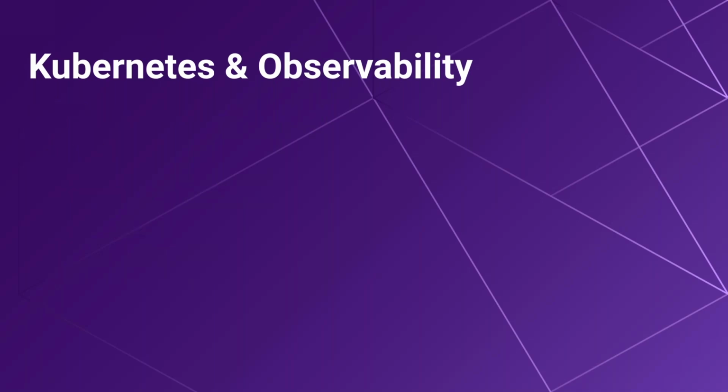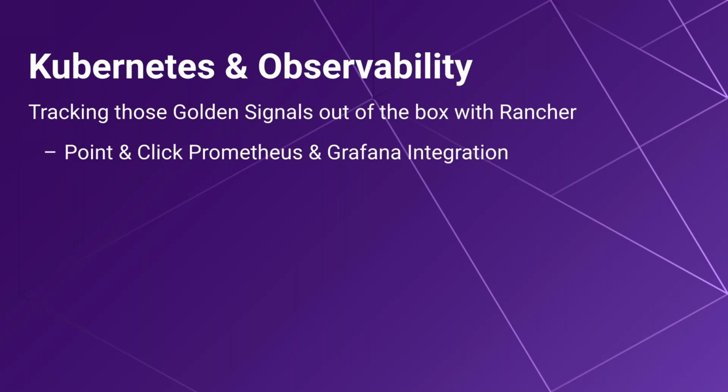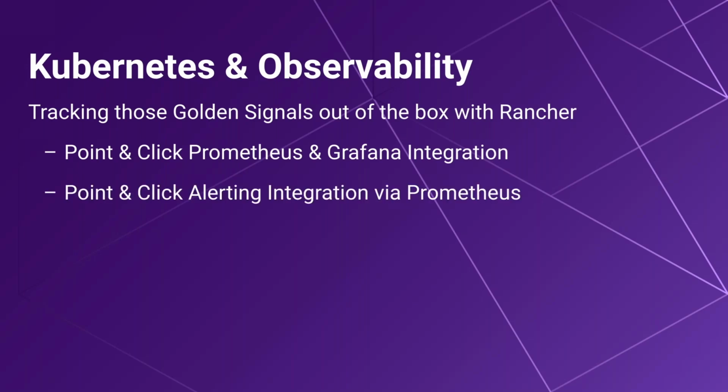So the great news I have about all this, because it might sound a little gloom and doomy, is that tracking those golden signals out of the box with Rancher is pretty darn easy. I had a lot of fun setting up the demo and everything, which you will see very, very shortly here. There is point and click integration with things like Prometheus and Grafana. I'll definitely be showing that today in the demo. This also extends to the alerting functionality via Prometheus. So when you turn on that first one, you get the second one pretty much right out of the box.